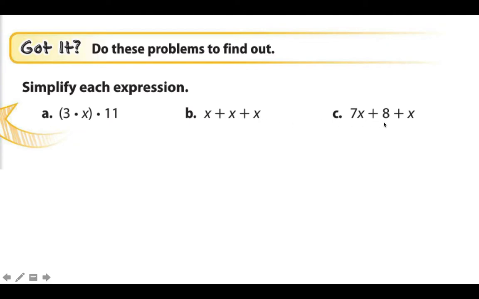Pause the video and try these 3 expressions on your own. Simplify them using the properties that we've talked about so far. Okay, let's see how we did. In the first one, we're multiplying the quantity 3 times x times 11. Now here, notice I used the associative property and regrouped my 2 constants into the parentheses. I can multiply 3 times 11. That gives me 33. And I can multiply 33 times x to get 33x as my simplified expression.